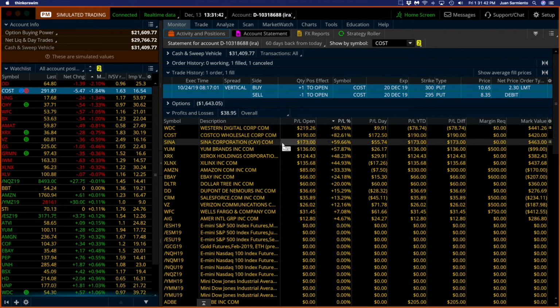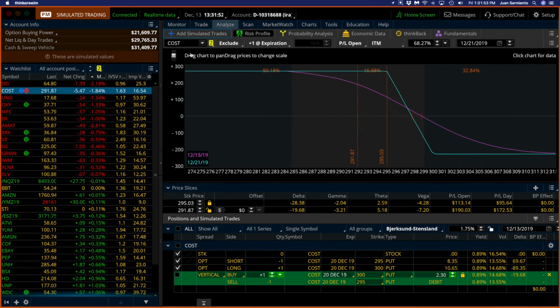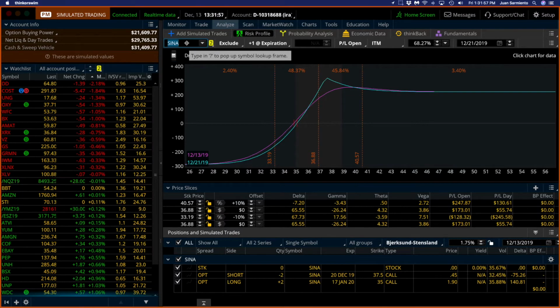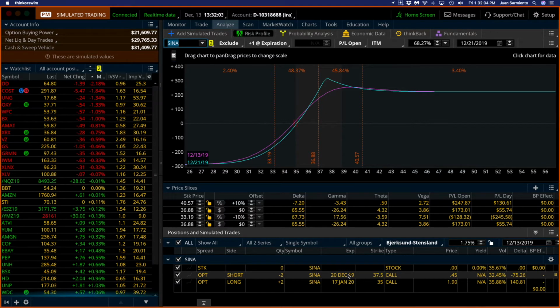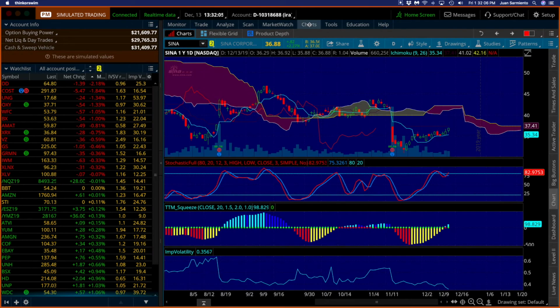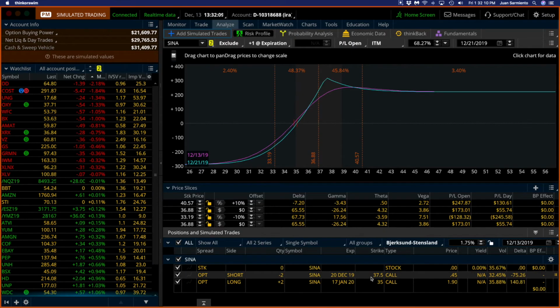That's perfectly fine too. Okay, now we have two more trades here that are over 50%, which are SINA, S-I-N-A, and that was a diagonal, if I remember correctly. Yes. Okay, here we are. The short expires a week from now, but the long takes longer.